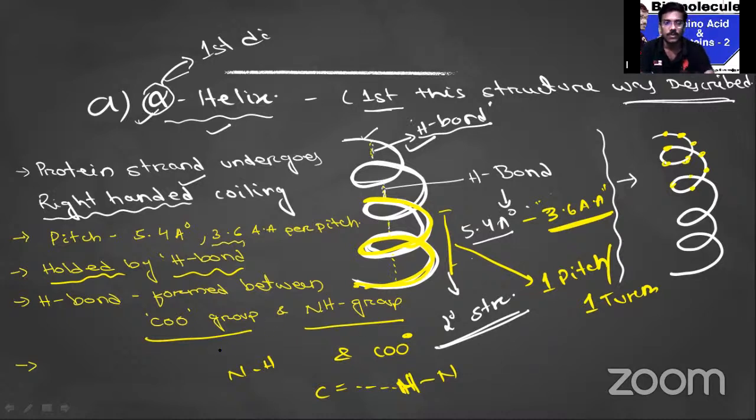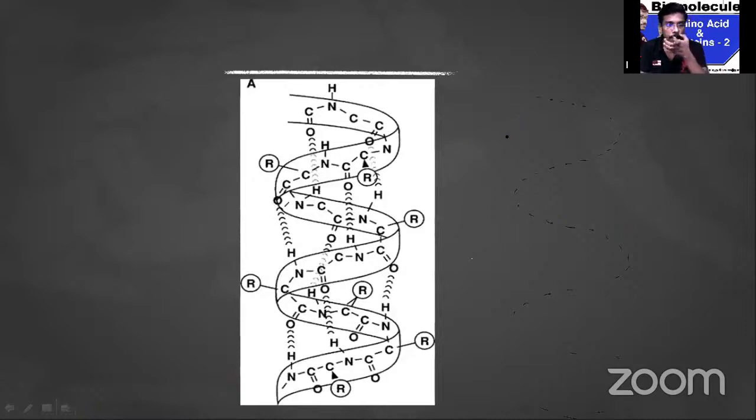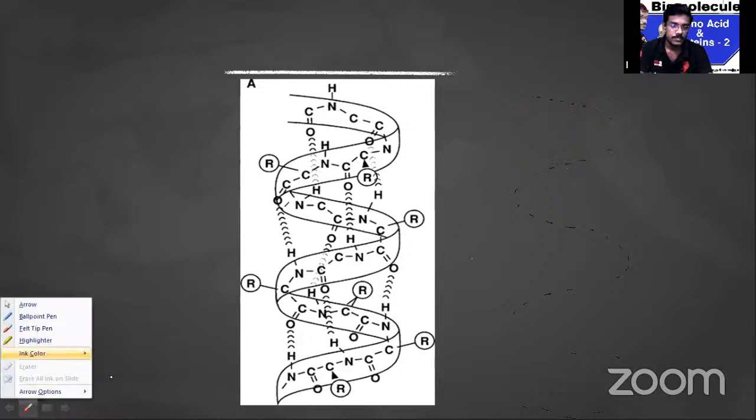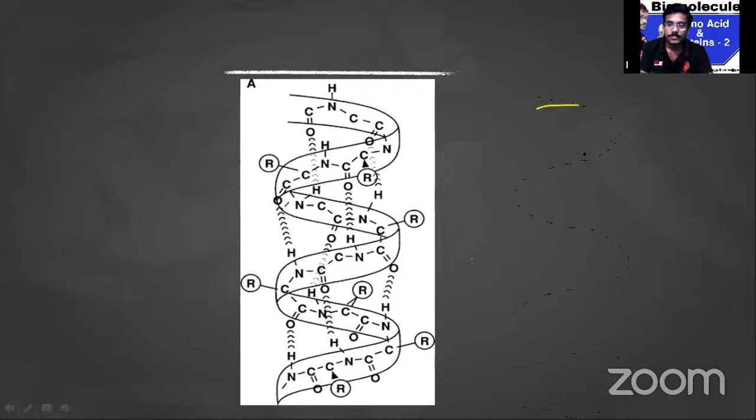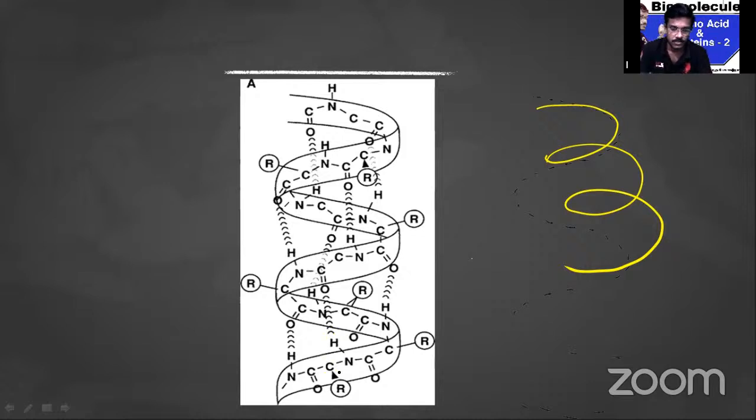Let's see how this hydrogen bond is formed. That is very simple. We just have to remember what the structure actually is. This is the alpha helix structure, just looking like this. This is the protein secondary structure, or the alpha helix. And here, what happened?